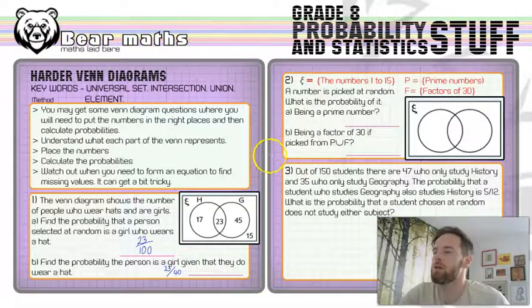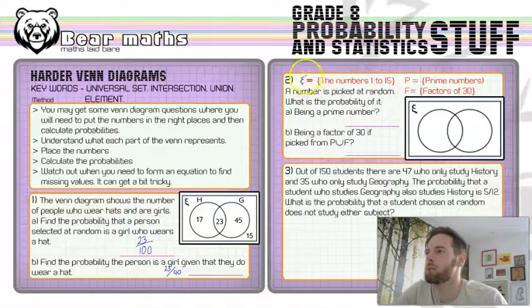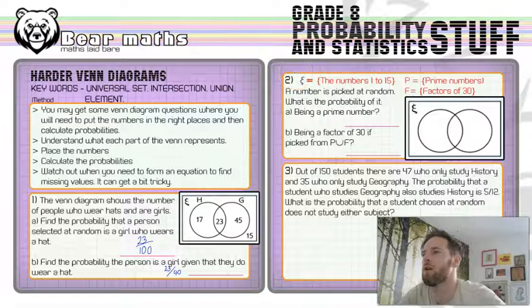Moving on to number 2, we've got this symbol here, which stands for the universal set, which I mentioned in the previous video. The curly brackets are the set notation, and this universal set is the numbers from 1 to 15. You might get that written as an inequality, or some horrible looking notation. Don't worry too much about it. It just means the numbers between 1 and 15, inclusive of those numbers. Set P is all the prime numbers between 1 and 15, and set F is the factors of 30 that are between 1 and 15. That's all we have to think of here.